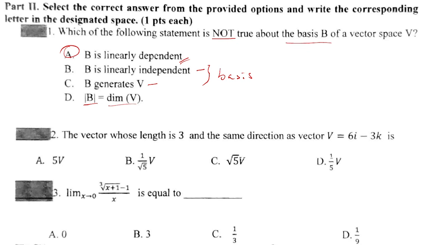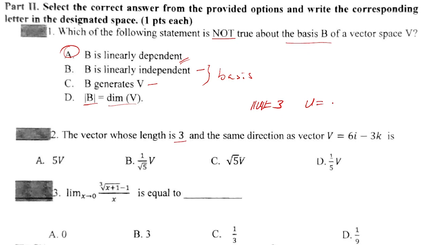Question number 2. The vector whose length is 3. You have a vector u, let's assume. Vector u, the length is 3. So assume the magnitude of u is equal to 3. So what is vector u?